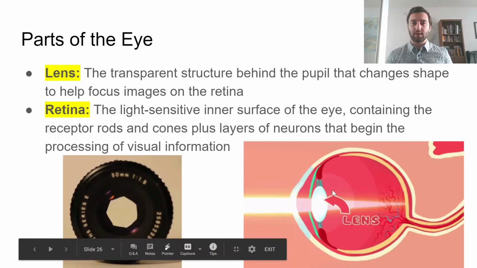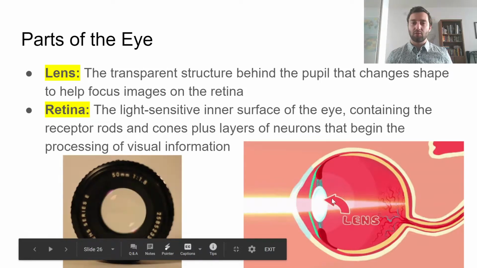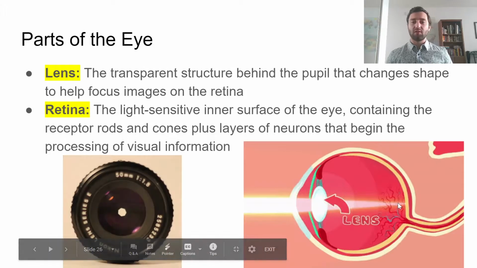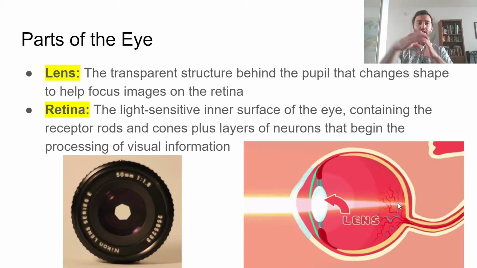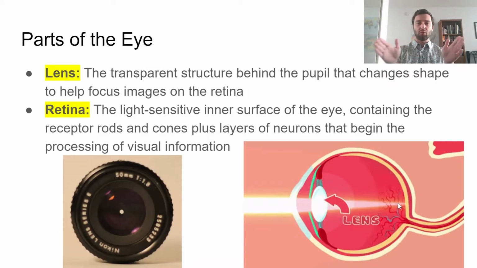Here's our lens right here. And what our lens does, just like a lens on anything else, is focus that energy, right? If you think of the lens on a camera, where you twist it and zoom in and out, it's doing the same thing. It's focusing that energy in.